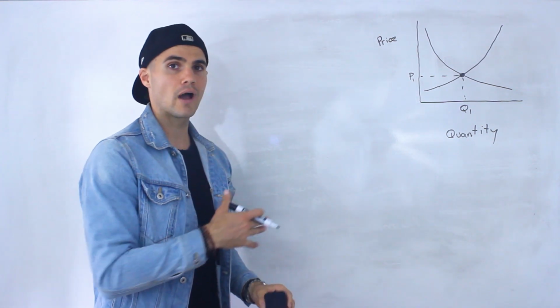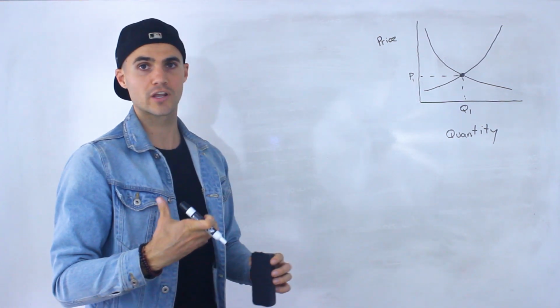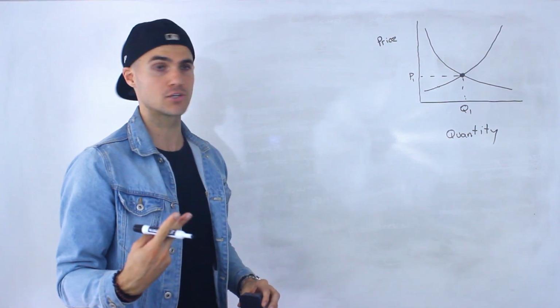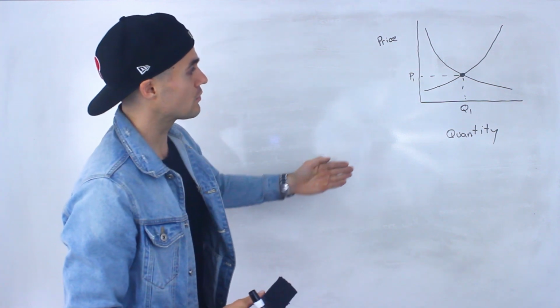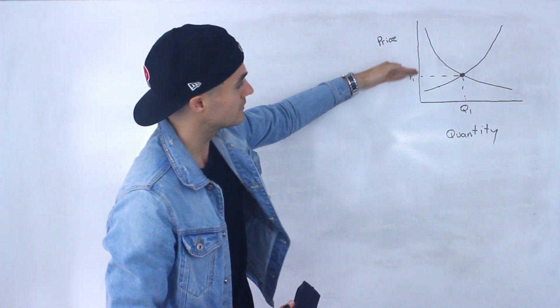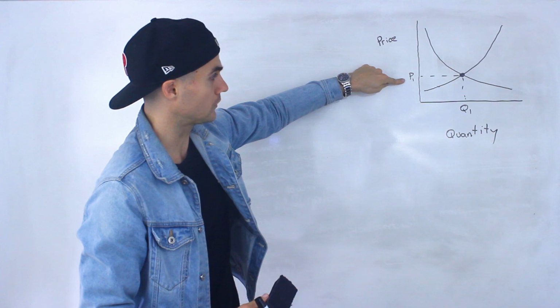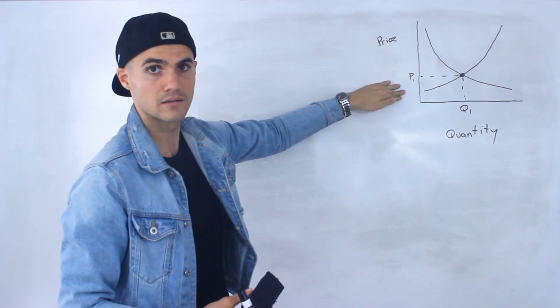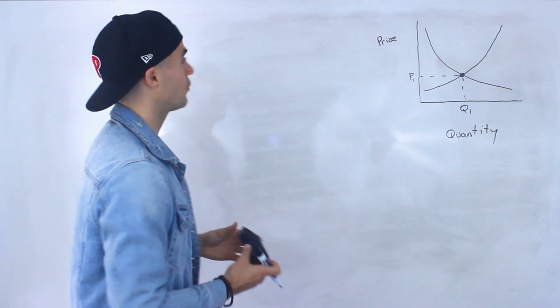Before getting into that though, I want to first talk about what happens when the market is out of equilibrium, or not in equilibrium. That can actually happen in two different ways. Either the market price can be greater than the equilibrium price, this is the equilibrium price, or it could be less than the equilibrium price. So let's look at both cases separately.